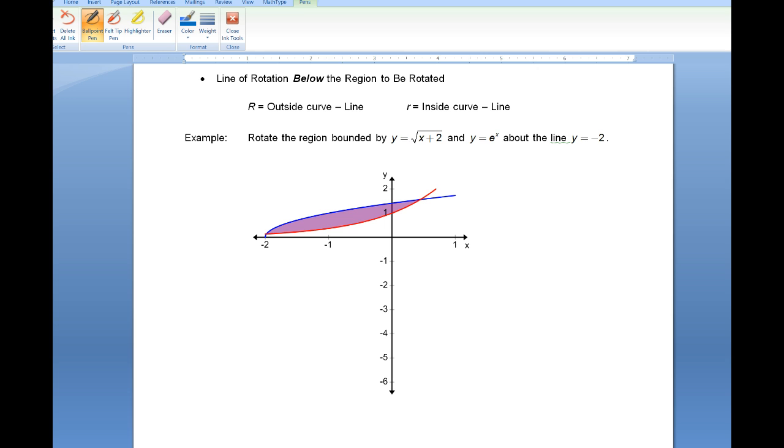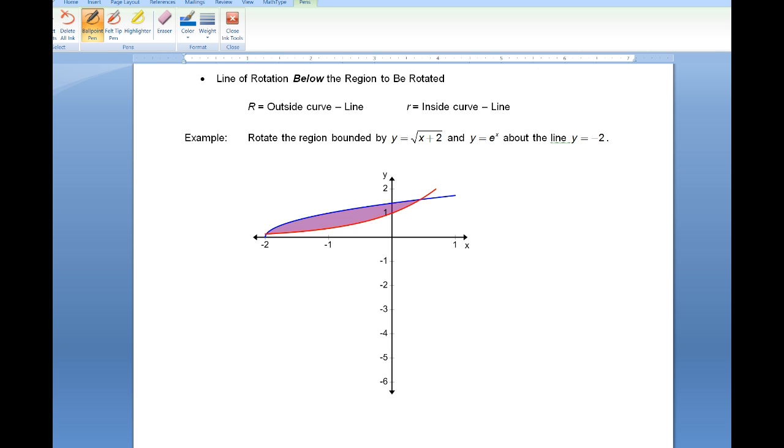Okay, so basically the way that you set it up is going to depend on where your shaded region occurs. So the first example I'm going to do is, what if our line of rotation is below the region to be rotated? Kind of like when it's the x-axis. So far, all we've looked at was a shaded region above. But sometimes that's not necessarily the case. So here we have, and I've already graphed it for you, y equals the square root of x plus 2 and y equals e to the x. So we should probably figure out where they intersect.